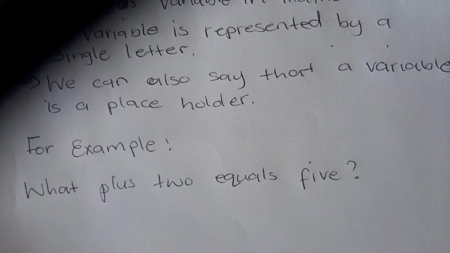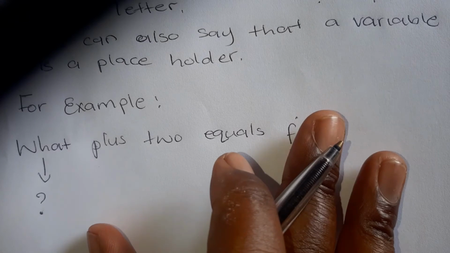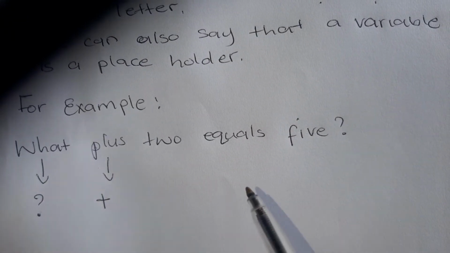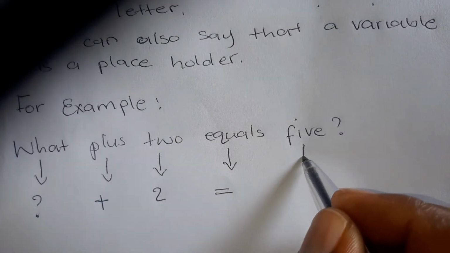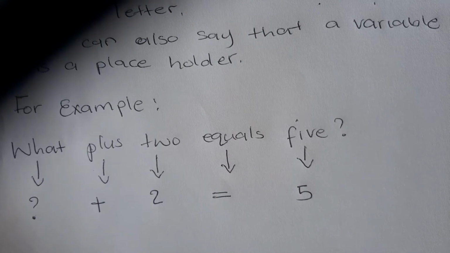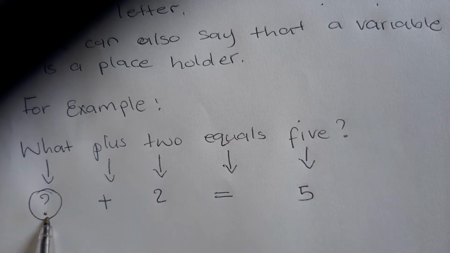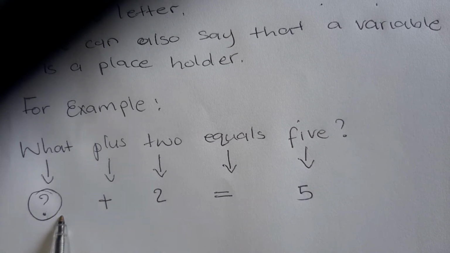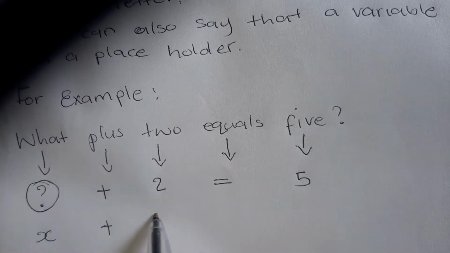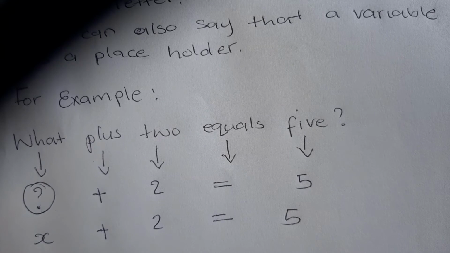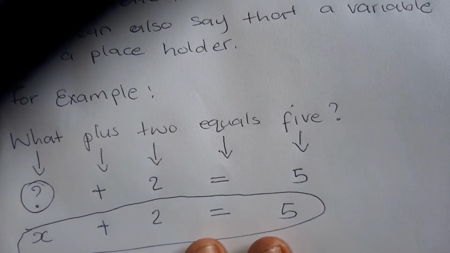So when we write this in mathematical form, the what can be a question mark, and then plus will be our plus sign, 2 will be 2, equals will be equal sign, 5 will be 5. So in mathematical term, this question mark is going to be our variable. So meaning that we are going to replace this question mark with any alphabet or symbol. In this case, I'm going to choose x, and then our plus doesn't change. Also 2 and equals 2 and 5. So when we write it in mathematical form, it will be in this form.